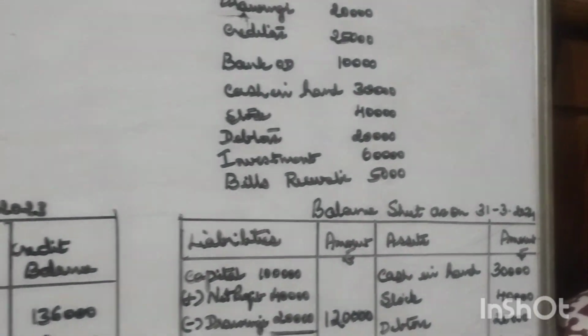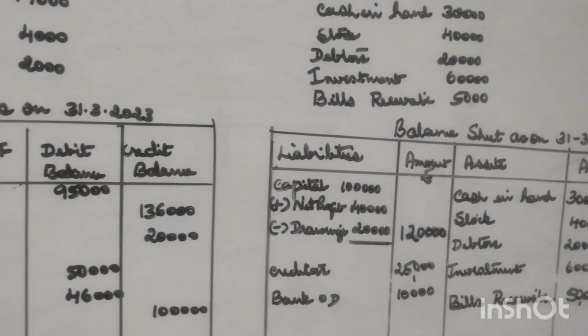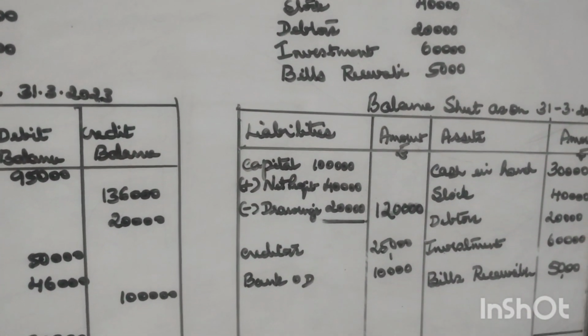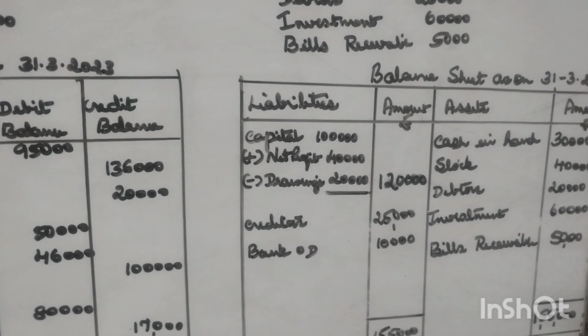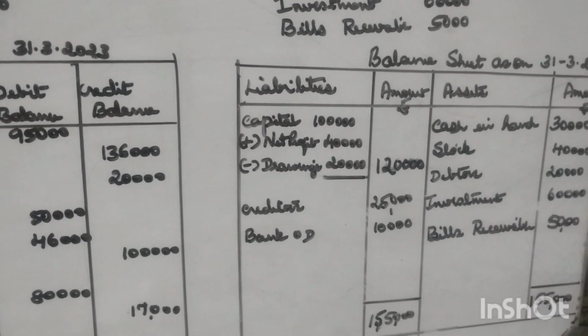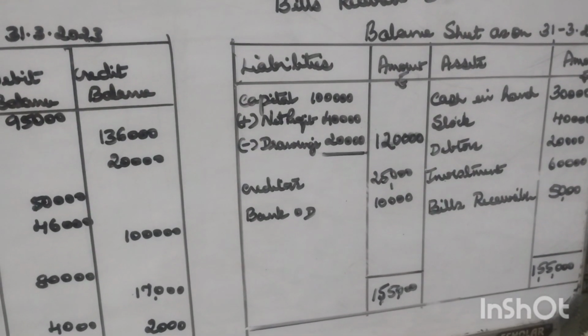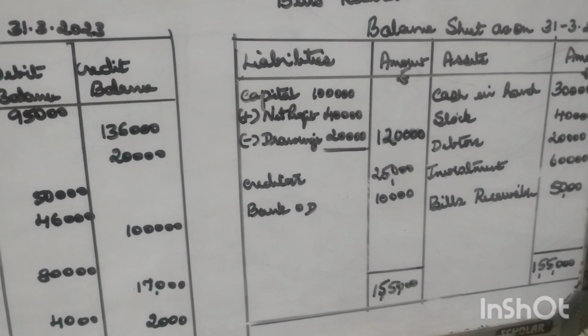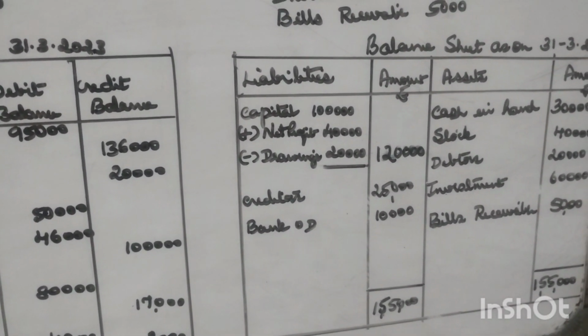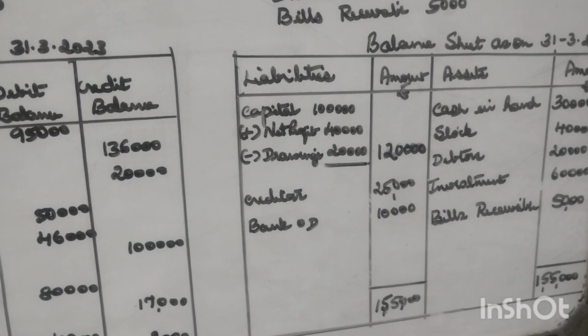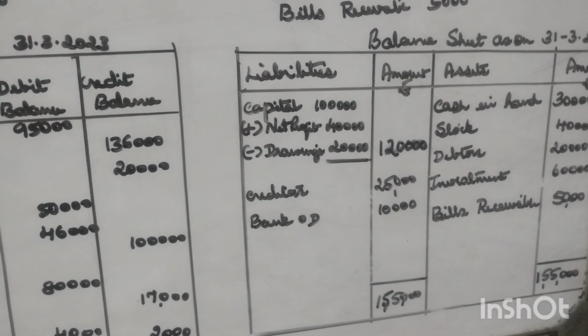Next, cash in hand is a current asset. So cash in hand is a current asset that appears under the asset side. Stock, that is an asset. Debtors, that is a current asset, appears under the asset side. Investment, that is an asset. Bills receivable, that is a current asset.